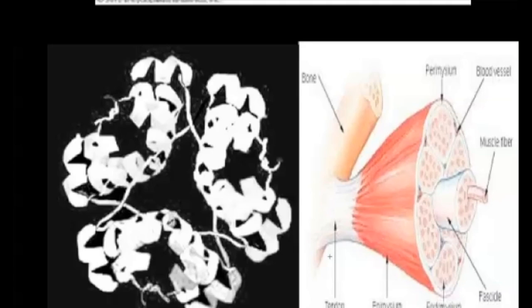This process is responsible for functions like insulin production or muscle hypertrophy, so make sure you're getting enough protein in your diet and getting your gains.